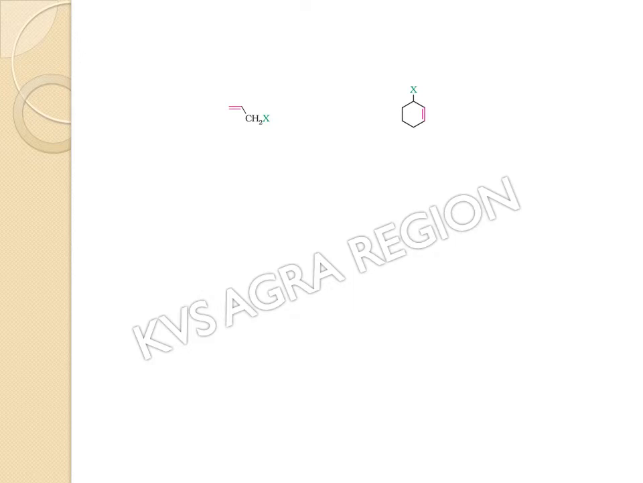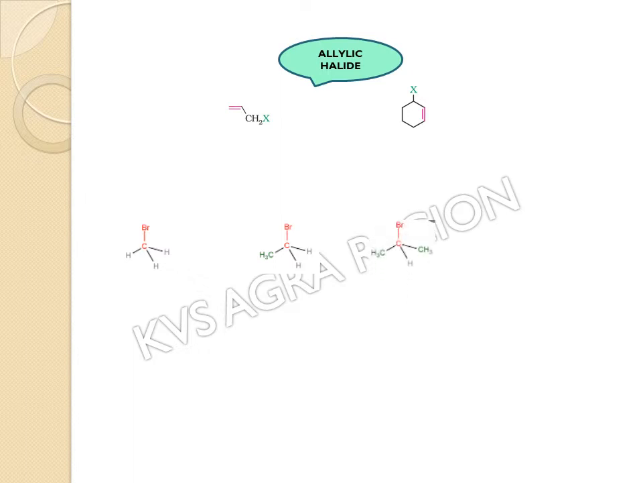We can see these two examples where halogen is attached to the sp3 hybridized carbon adjacent to carbon-carbon double bond, and hence they are known as allylic halides. Further, if we see these two, there is one alkyl group to which halogen is directly attached. This is 1 degree haloalkane. This is 2 degree. And here it is 3 degree.